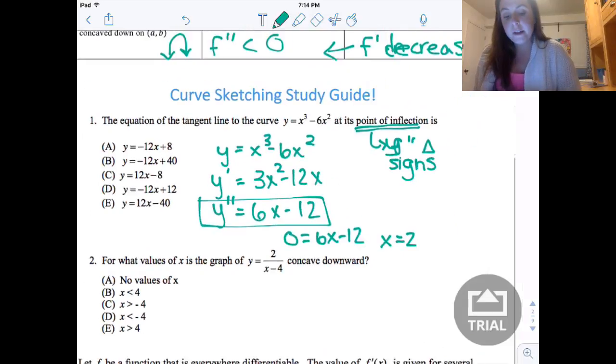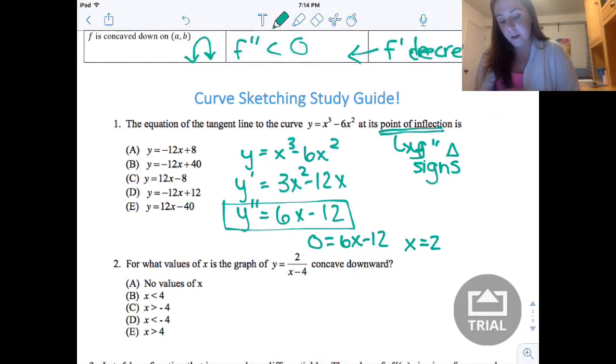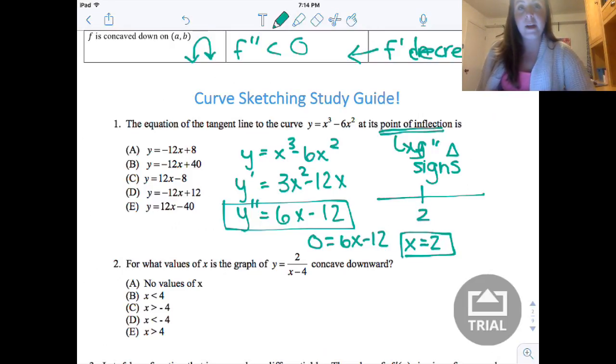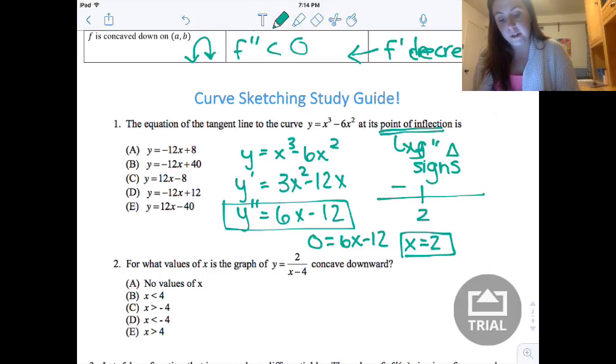So now I want to figure out the equation of the tangent line there. First, let's prove that this is actually a point of inflection. So on my sign chart, which again we know is not counting as work, but it at least counts as something there, right? It's helping us guide our thoughts, but you still need to have an explanation on a free response. If I plug in a number less than 2, I get a negative. If I plug in a number to the right of 2, I get a positive. So because the second derivative changes signs here, that's the point of inflection.